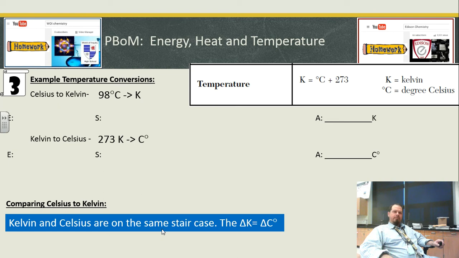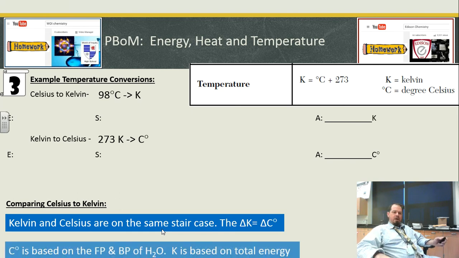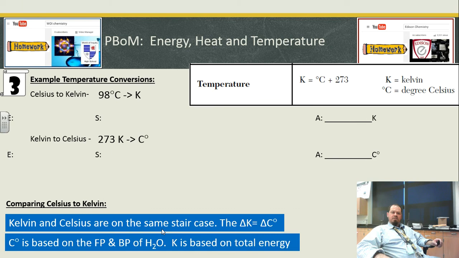You could go, what is the change here? And pick two numbers, like 0 degrees Celsius and 100 degrees Celsius. And the difference there is 100. And then if you convert both of those into Kelvin, you see 0 Celsius is 273 kelvins, 100 Celsius is 373 kelvins, 273 and 373. The change is still 100. So they're on the same staircase. But the major difference is degrees Celsius is based on the freezing point and boiling point of water specifically, where Kelvin is based on total energy.